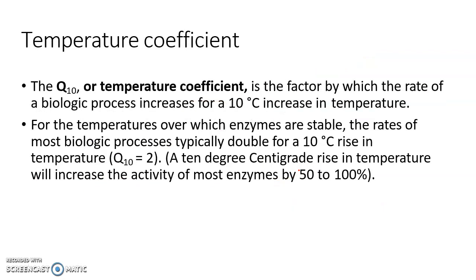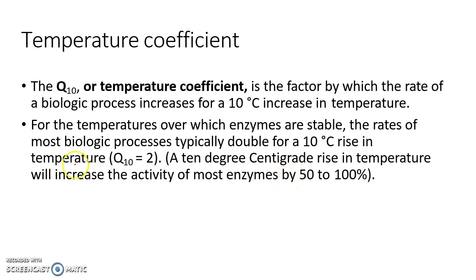Each and every 10 degrees centigrade. So here this is the temperature coefficient, the term we use, temperature coefficient Q10. Then which is the factor? The temperature coefficient is the factor by which the rate of a biological process increases for every 10 degrees centigrade rise in temperature. For example, when the temperature rises from 0 to 10, how much does the rate of the biological process increase? So that's why this is the temperature coefficient.